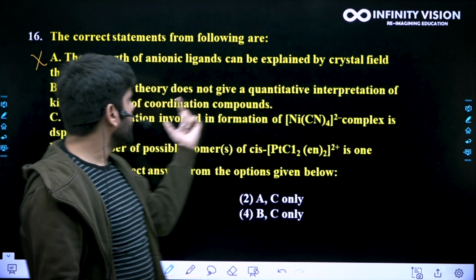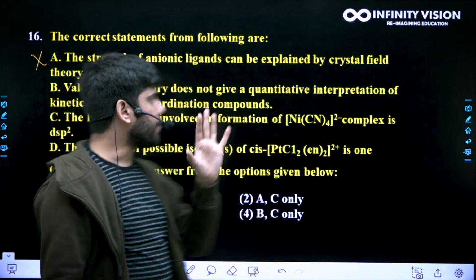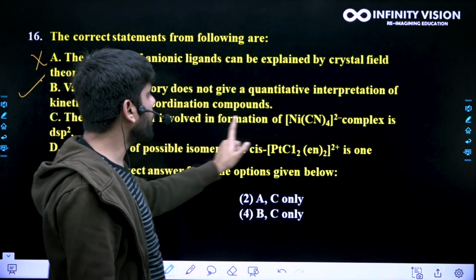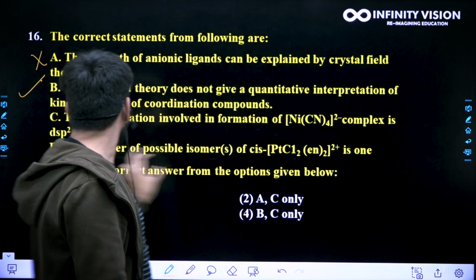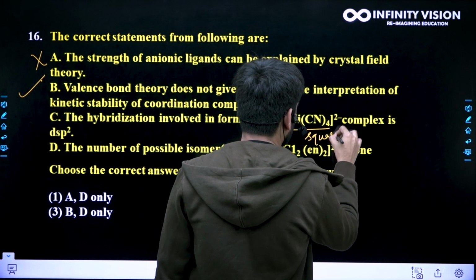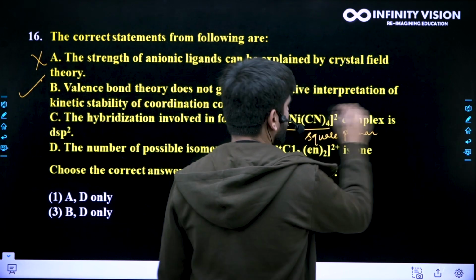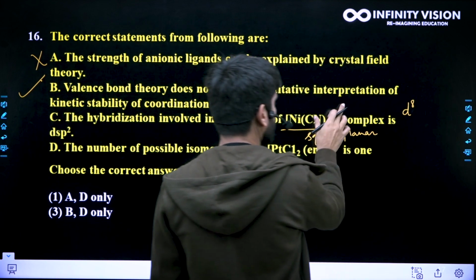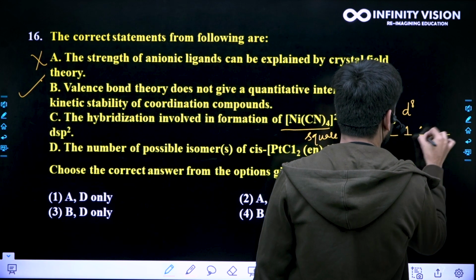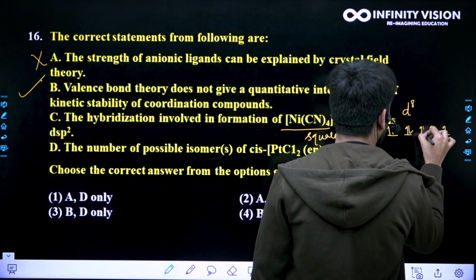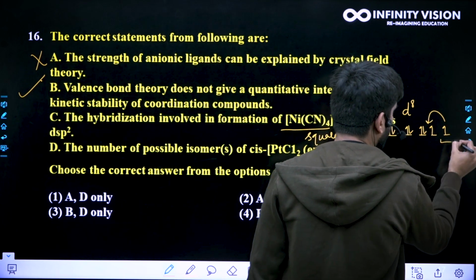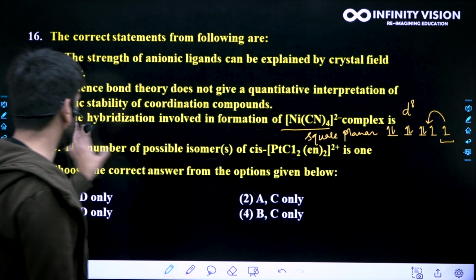Because VBT does not talk about the stability of complexes. So this is correct. The hybridization involved in the formation of this complex is dsp2. Yes, this is absolutely correct because it is a square planar complex. Because this is a d8 system, nickel is in the +2 oxidation state, and so d8 is 1, 2, 3, 4, 5, 6, 7, 8. And cyanide being a strong field ligand, it will pair up these. So we have one empty d. So dsp2 is absolutely correct.